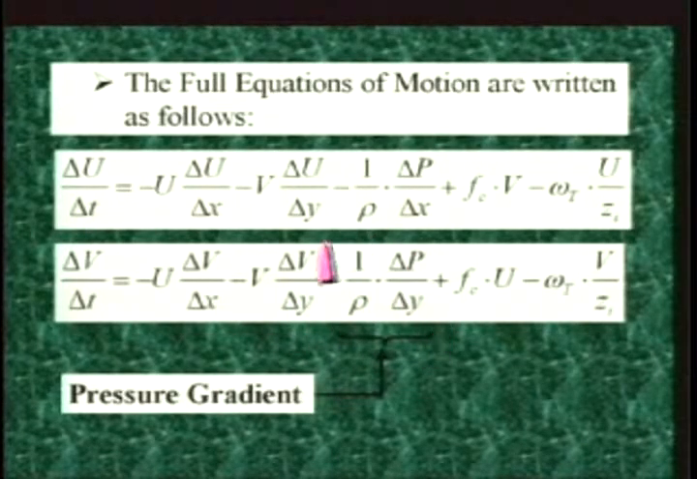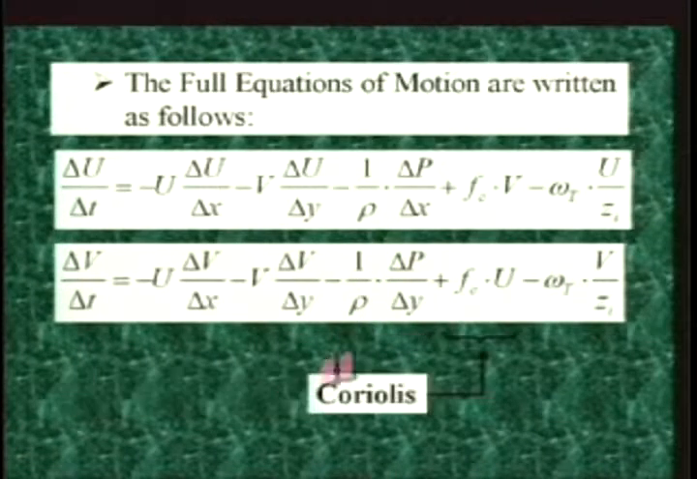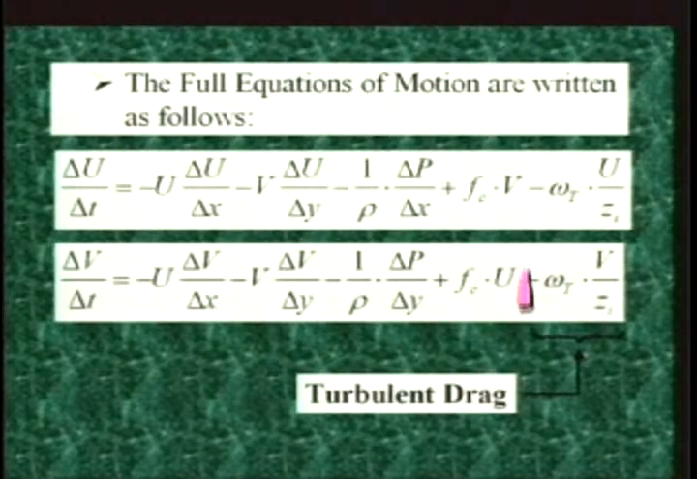This is the pressure gradient portion of the equations. And again, we're taking into account pressure and density. So this is the pressure gradient part. This little part right here is your Coriolis factor that's taken into play. And then finally you have your turbulent drag. That's the end component here.